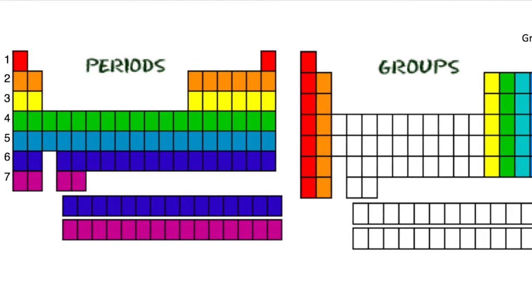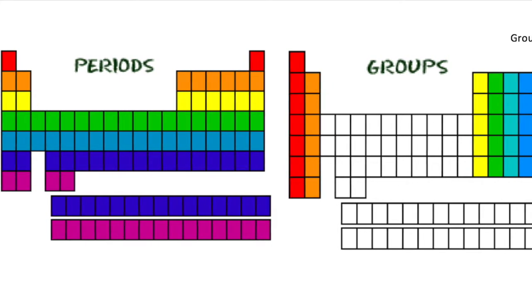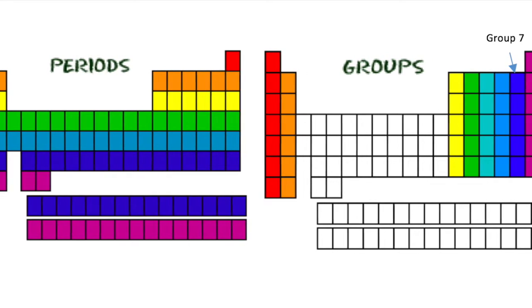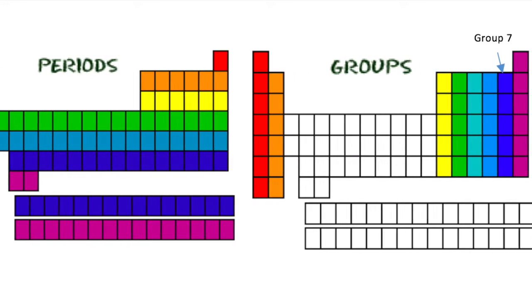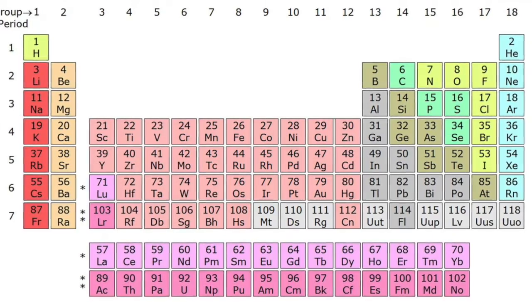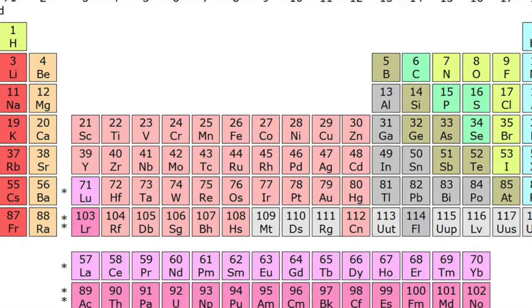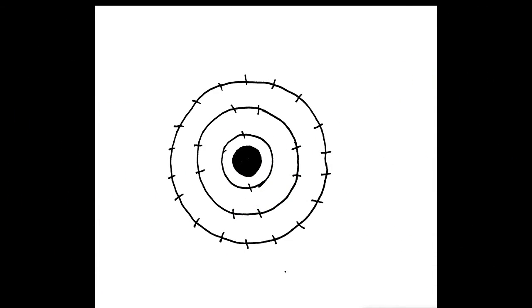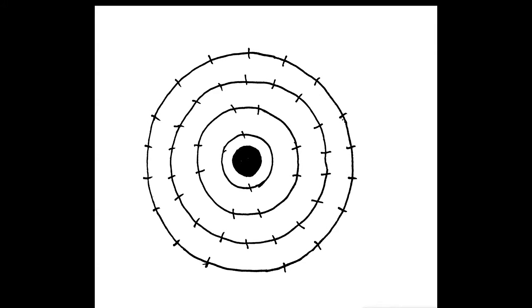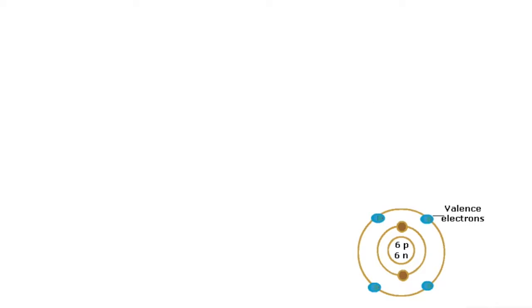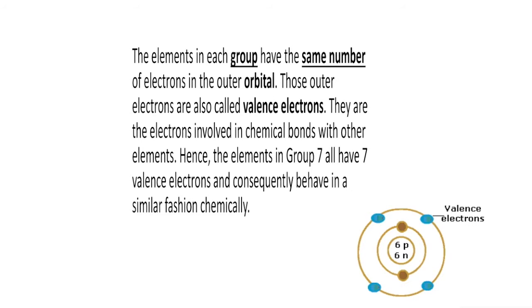As we move down the elements in group 7, the number of orbitals increases because they are in different periods. There is a maximum of 7 electron orbitals, so being in the second period, fluorine from group 7 has 2 orbitals, chlorine has 3, bromine has 4, and so on. Fluorine's electron configuration is 2, 7, chlorine's is 2, 8, 7, bromine's is 2, 8, 18, 7, and iodine's is 2, 8, 18, 18, 7. The elements in each group have the same number of electrons in the outer orbital.